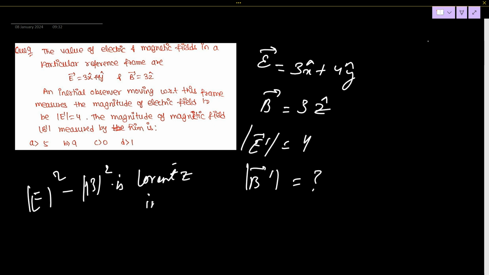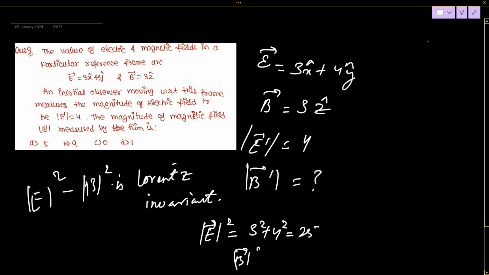Means it won't change. This value will remain constant. All right. So we can say e square. E square is how much? First of all, tell me. E square is how much? 3 square plus 4 square. That is 25. All right. 25. And b square. B square is how much? 9, isn't it?